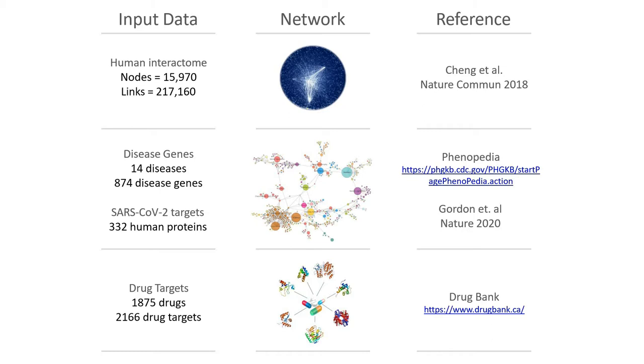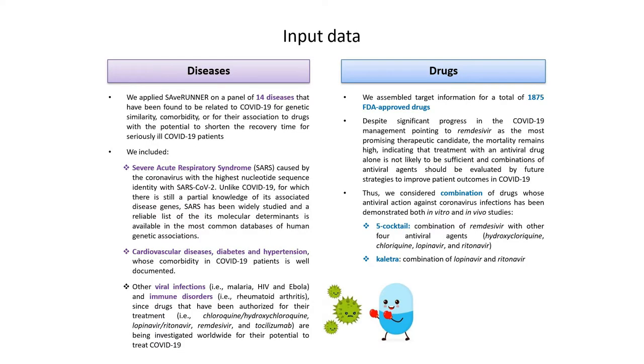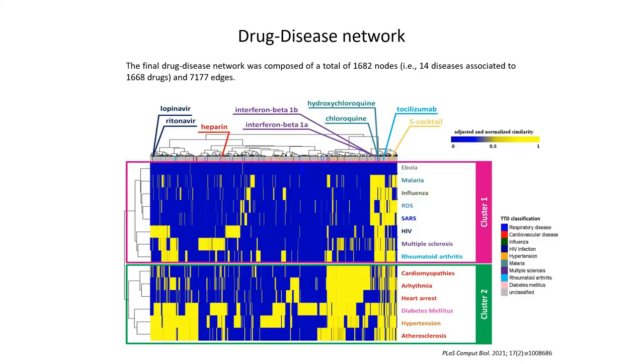And then also other diseases that were associated with COVID-19 by comorbidity, like cardiovascular disease, diabetes, and hypertension. And another group of diseases like viral infection and immune disorder, for which some drugs were also proposed to shorten the recovery time of COVID-19 patients. We tested more or less 200 drugs that were approved by the FDA, but also some combinations of these drugs suggested by Spallanzani, which collaborated at that time.